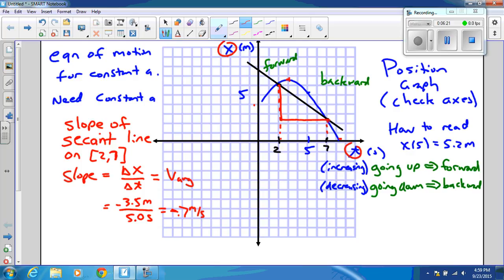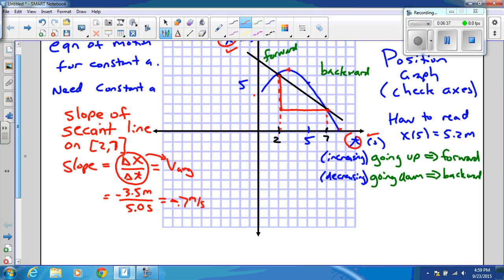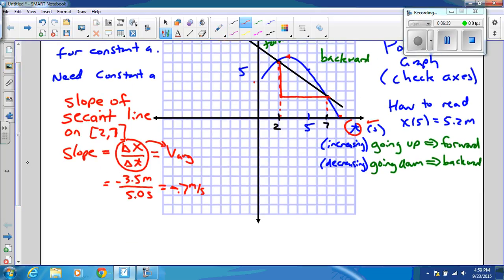I wanted you to notice that the way that we figured out how to label that slope was purely from the axes. We looked at the horizontal and the vertical axes, and then once we did, we said, oh, look at that, that's a physics quantity. So the slope of the secant line is then going to give us the average velocity.